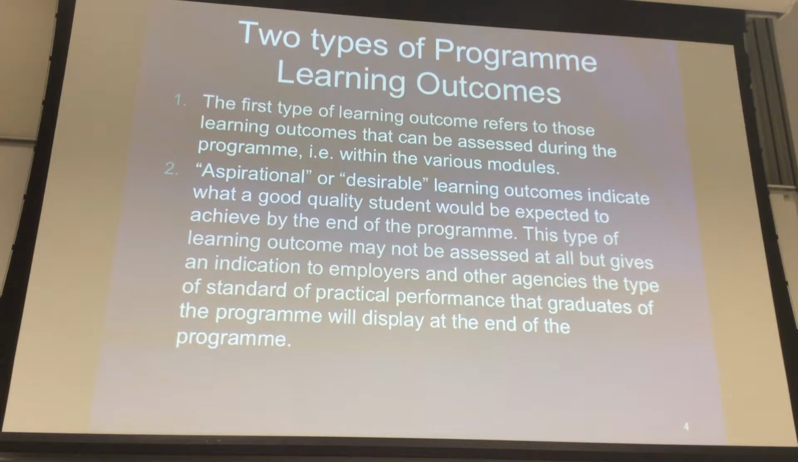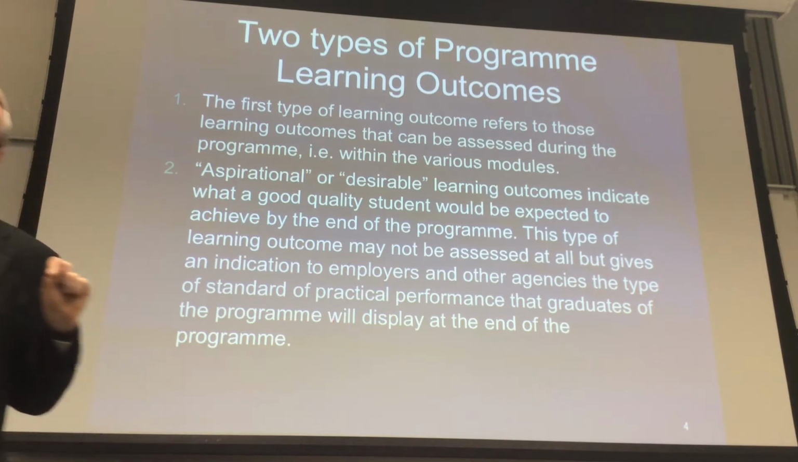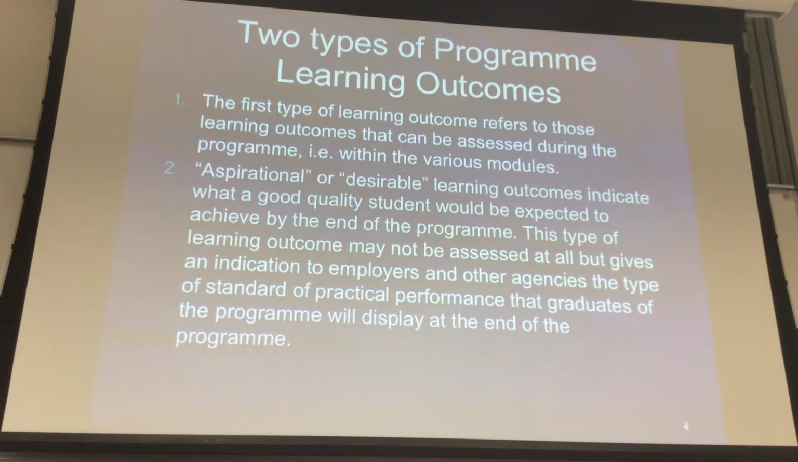Now, when you're writing program learning outcomes, there are two types of program learning outcomes that you should consider. The first type is the ones that summarize and synthesize the learning outcomes that have already been assessed within the various modules. So you might have maybe 10 learning outcomes written, and those 10 learning outcomes will summarize what the students have learned in all the various modules in the program, in year 1, 2, 3, or whatever. The second type of learning outcome is called an aspirational learning outcome.